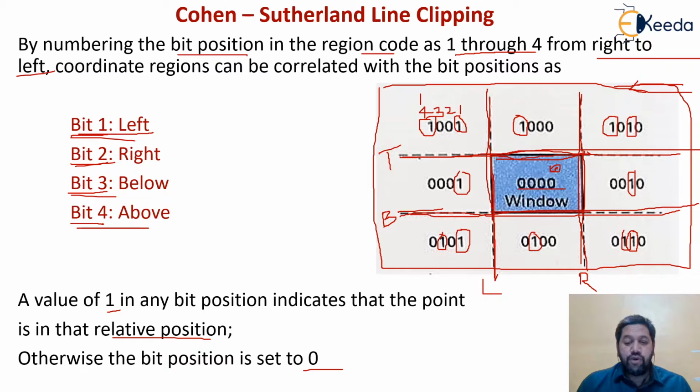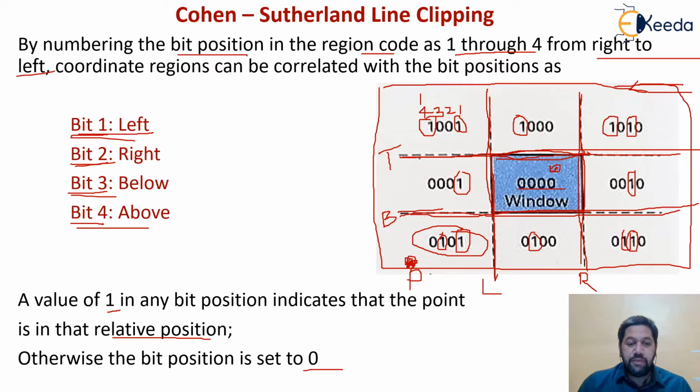Similarly, suppose I take the example of this. Suppose my point is this, I assume that this is my point P. Now what is going to happen with this point? This point is outside the left edge as well as outside the bottom edge.